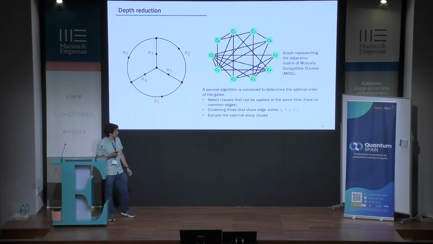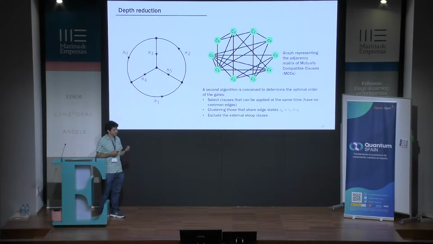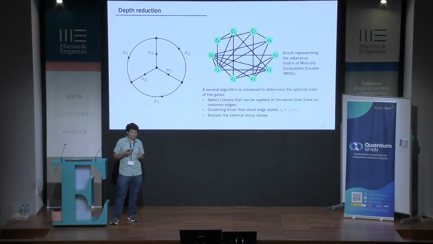And to represent the depth reduction, we need to use the second algorithm to optimize the order of the gates. This is done by selecting the clauses that can be applied at the same time, so those that have no common edge, and clustering those that share edges where possible, and excluding the external loop clause.